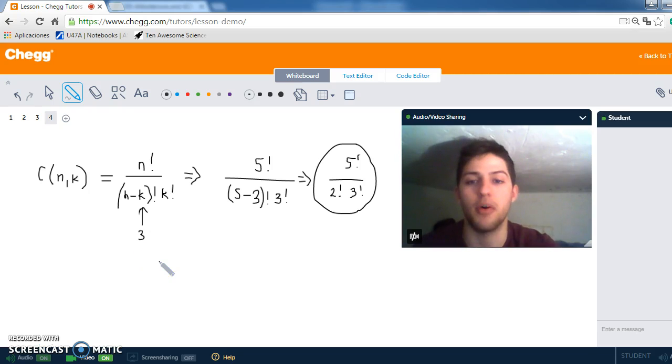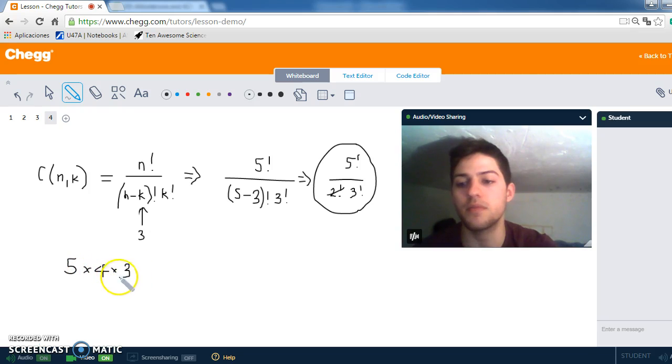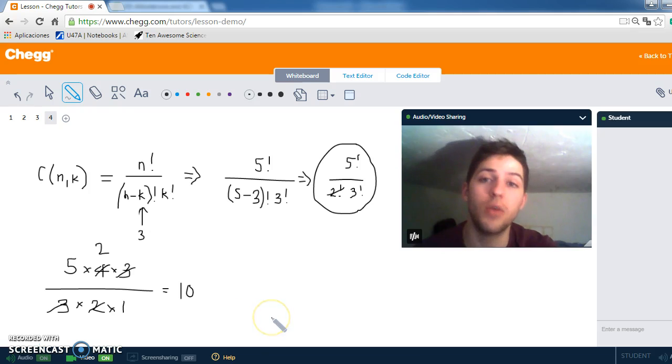Remember from our previous example, we would take out 2 factorial from the numerator. So we have 5 times 4 times 3 divided by 3 times 2 times 1. Because that's what we have in our denominator because of 3 factorial. We can cancel out these 3's. We can cancel out a 2 and replace this with a 2 up here, and anything divided by 1 is itself. And we end up getting 10. So 10 would be the amount of different combinations that we could use in which order doesn't matter, okay?